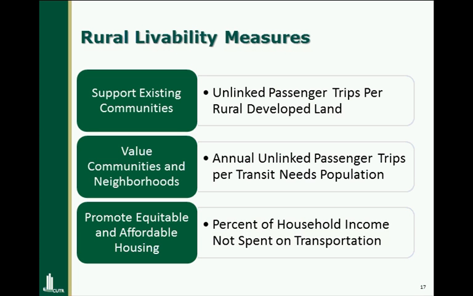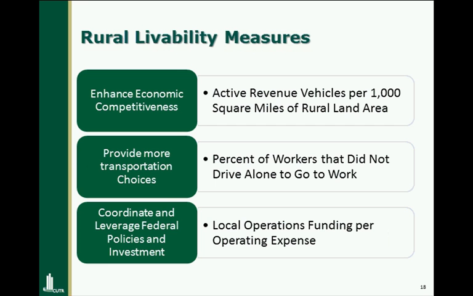In future iterations, we will be looking at the 2010 data from when we were first devising this. But it's still looking at the transit needs population, where we're looking at vulnerable portions of the population. And promoting equitable and affordable housing, the percent of household income not spent on transportation. So if there are places where they're able to have this measure, it's an indication that they're promoting equitable and affordable housing in these rural communities. Again, these are looking at just rural communities.